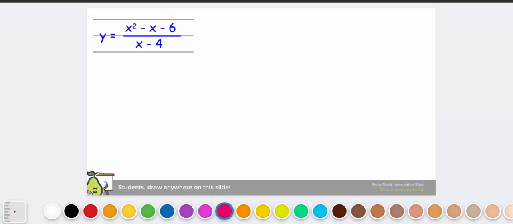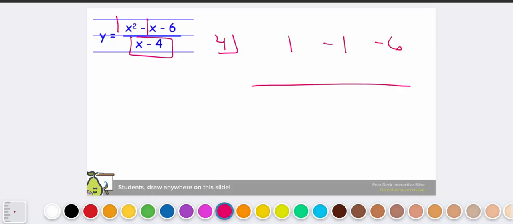So that means we're going to take x minus 4. We're going to use positive 4, synthetic division. We can use coefficients, 1, -1, and -6. We're going to use addition because it is synthetic division. Drop the first one down, we got 1. 1 times 4 is 4. We're going to add these together to get 3. And we're going to multiply here to get 12. And then we have 6 left over.